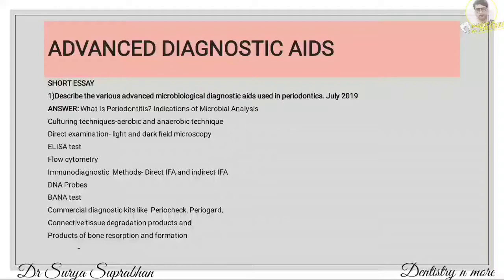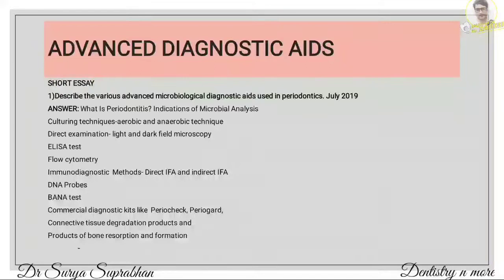So first one is the cultural technique, and cultural technique you can divide into 2, that is aerobic cultural technique and anaerobic cultural technique. Then next comes direct examination, where light and dark field microscopy comes. And then you have to write about ELISA test, then flow cytometry, immunodiagnostic methods, where you have to write about direct IFA as well as indirect IFA. Then about DNA probes, BANA test, then commercial diagnostic kits such as Periocheck.